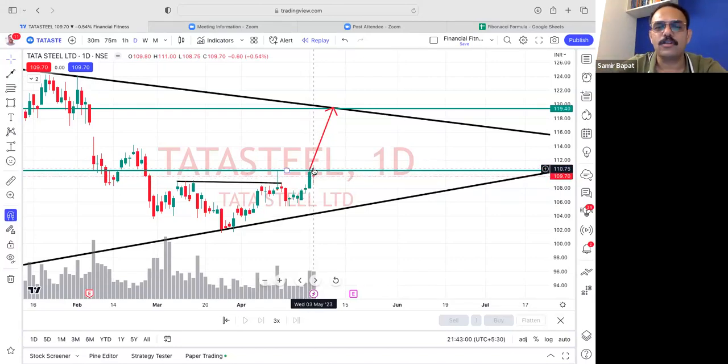If we enter and the breakout is not successful, if it comes down with a long wick, exit. Wait for it to break out again. That is strategy number one.